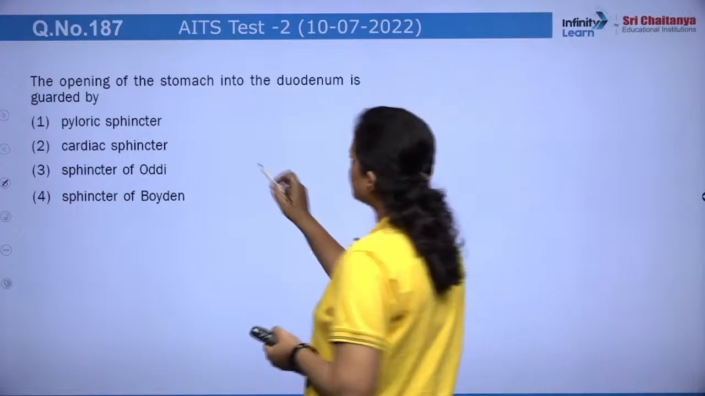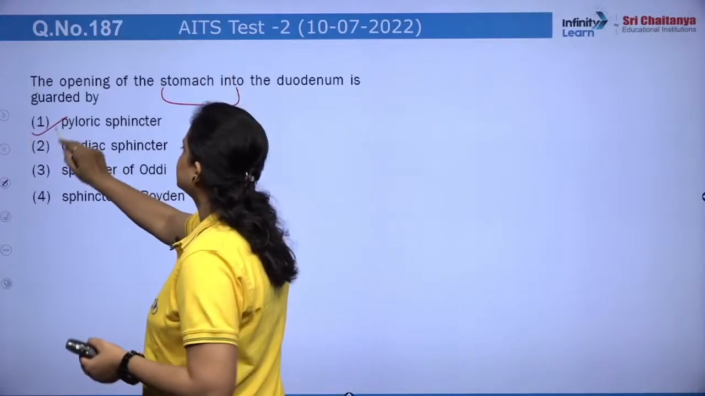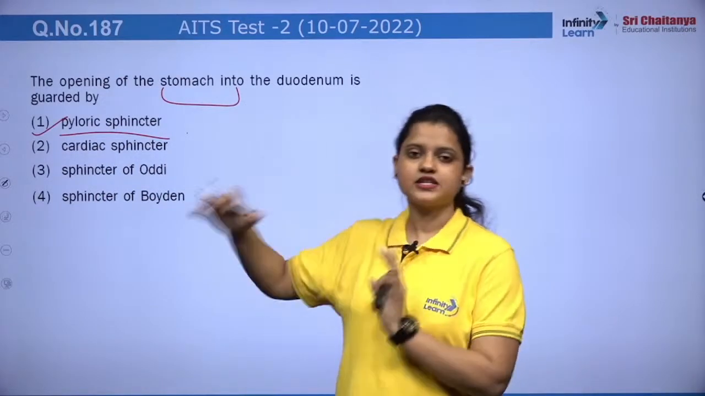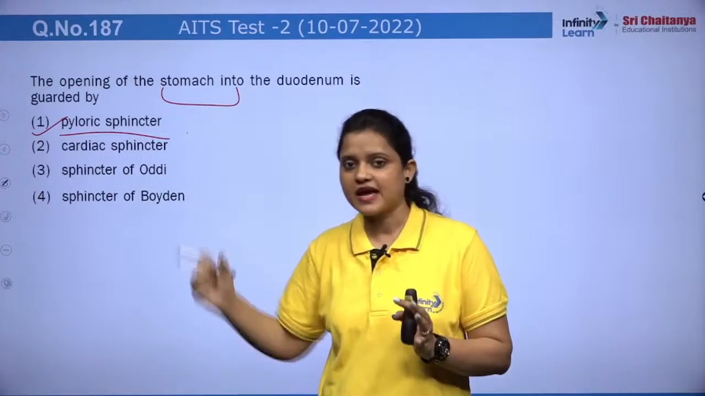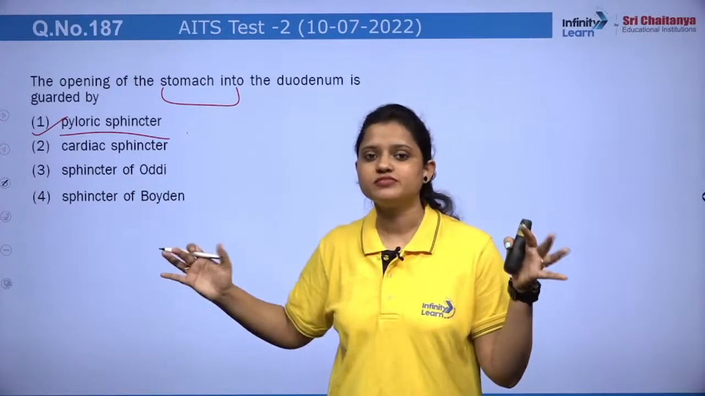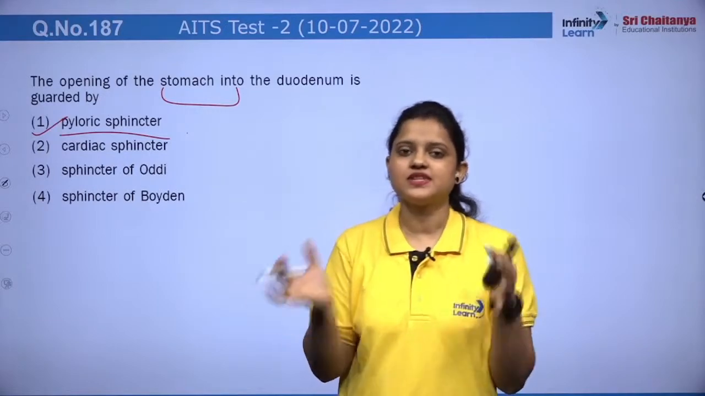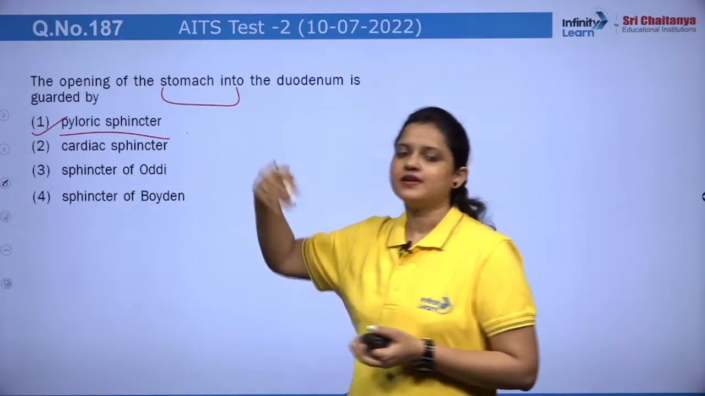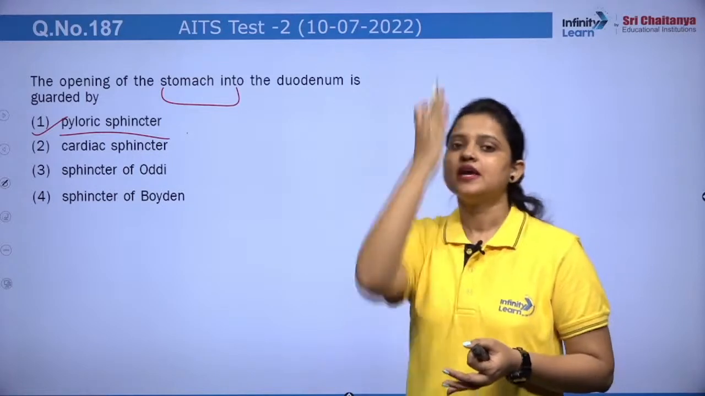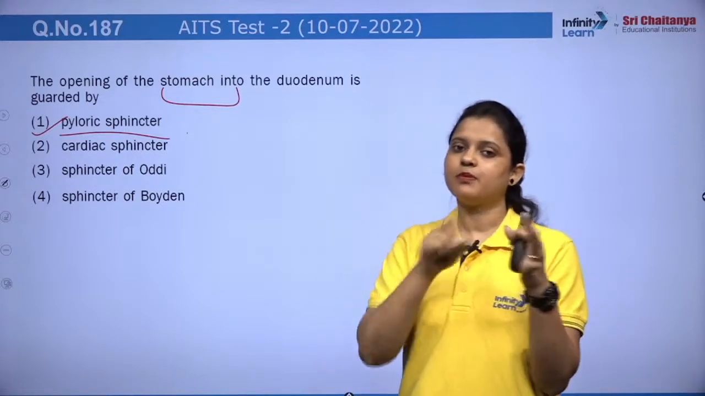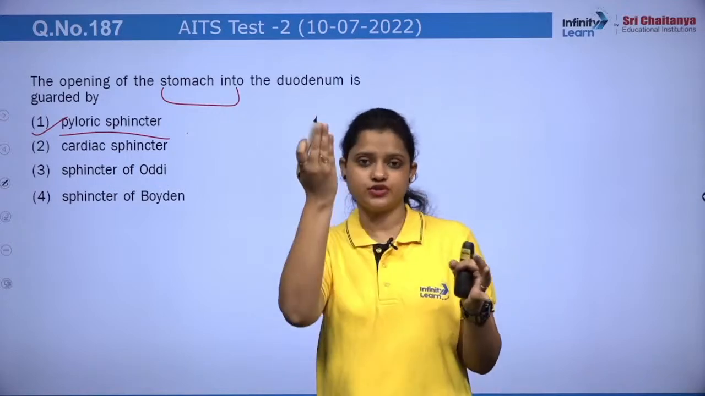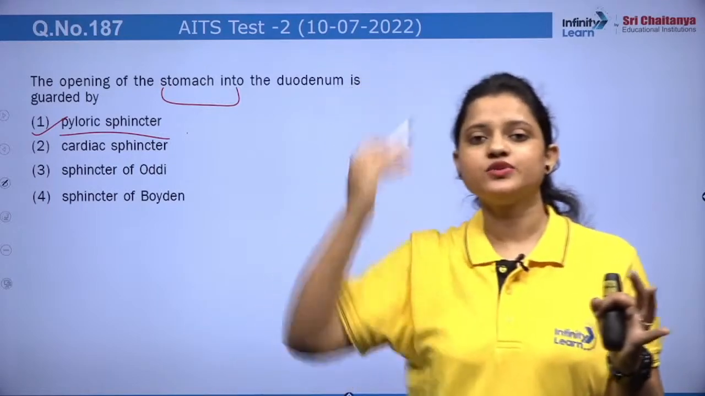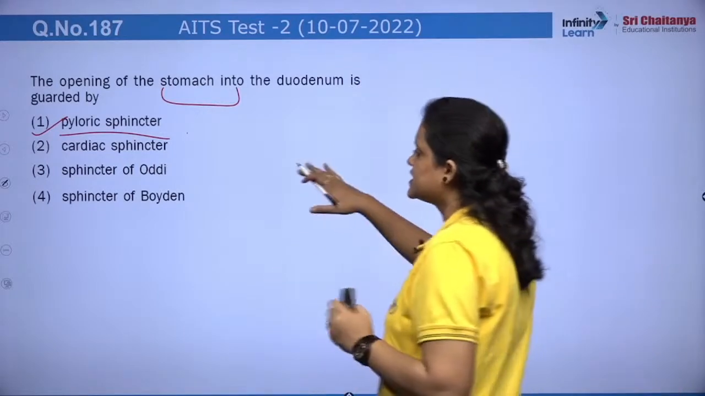The opening of the stomach into the duodenum is guarded by. The correct option is pyloric sphincter. So pylorus is the end part of the stomach that is connected to the duodenum, and there is a sphincter known as pyloric sphincter to regulate the movement of partially digested food mixed with gastric juice into the duodenum. Cardiac sphincter is present at the upper end of the stomach. The esophagus connects with the stomach with the help of cardiac sphincter. We don't want regurgitation of the partially digested food with gastric juice, HCl to move back into the esophagus. So that is regulated by cardiac sphincter.